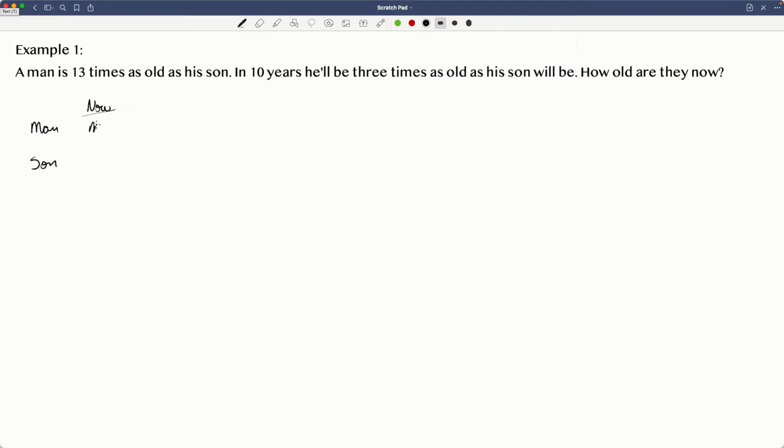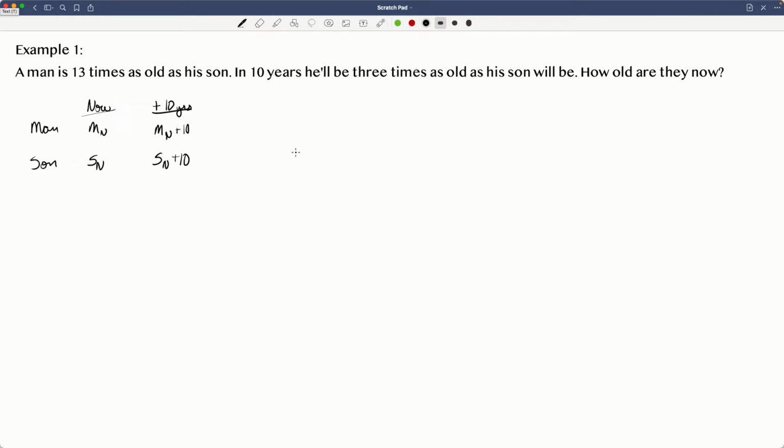Right, so we have the man now. We're using subscripted variables because they seem to work the best for this. And the son now. Now in 10 years, it's going to be 10 years in the future, so we're going to add 10 years to both of these variables. So man now plus 10 and son now plus 10. And that's just going to help us when we create the expressions that we need to solve for their ages now.